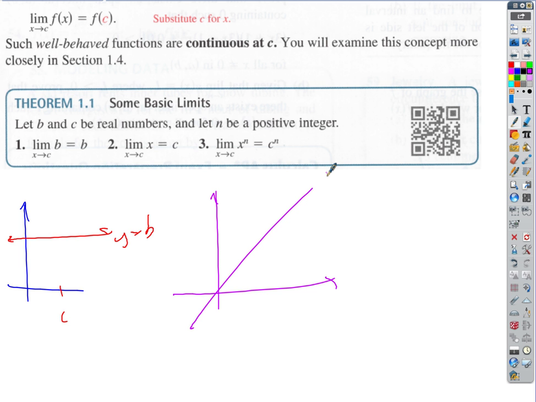We've got this line y equals x, and if I approach a value c, what's the height of the function going to be? C, right? Because y is equal to x. It's a line through the origin with a slope of 1.